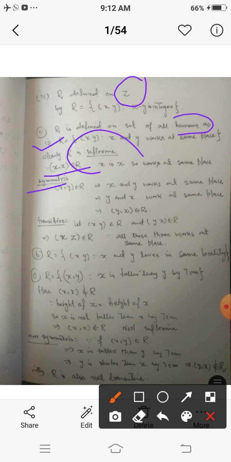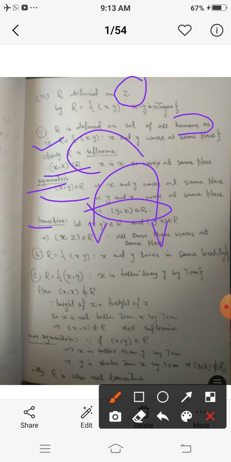Similarly, for the symmetric relation, let (x, y) belong to R. This means that x and y work at the same place. Now x and y work at the same place means y and x work at the same place. When y and x work at the same place, it implies that (y, x) belongs to R. Now for transitive, let (x, y) and (y, z) belong to R, which implies that x and y work at the same place, and y and z work at the same place. In other words, we can say that these three work at the same place, or we can simply say that x and z work at the same place, hence it is transitive also.